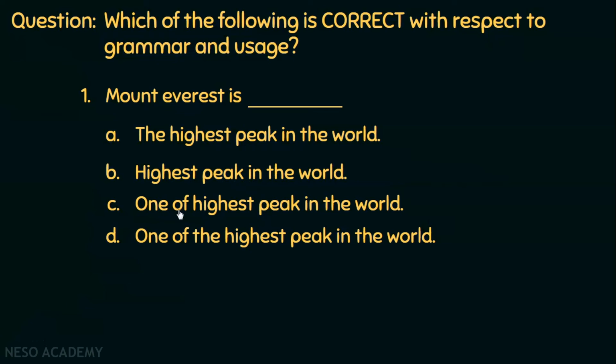And the third option, one of highest peak. This has 2 problems, as I have just told you that one of will take peaks and highest will take the with it. So this is eliminated. One of the highest peak. Again, this peak should be peaks. So what does this mean? That the correct answer should be A, the highest peak in the world.